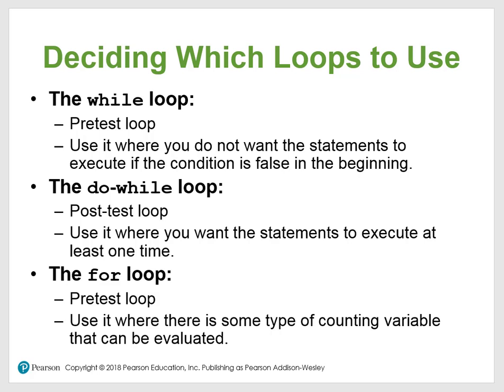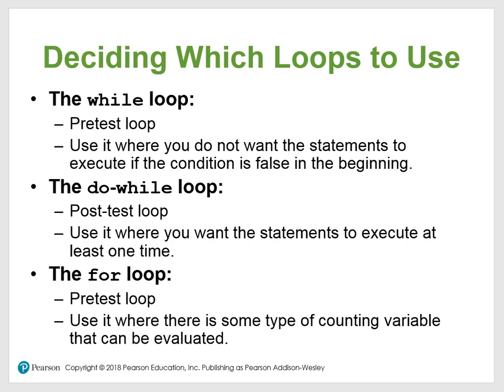So you decide to use a while loop. First of all, it's a pretest loop. Use it where you do not want the statement to execute if the condition is false in the beginning. That's when you use the while loop. Or another way of looking at it, if you know how many iterations there are, use a while loop. The second one is the do while loop. This is the only post-test structure. Use it where you want the statement to execute at least one time. All right. So in the do while loop, you do this and then it tests.